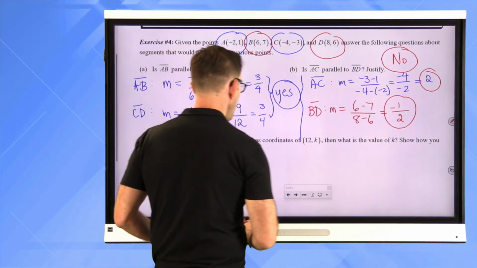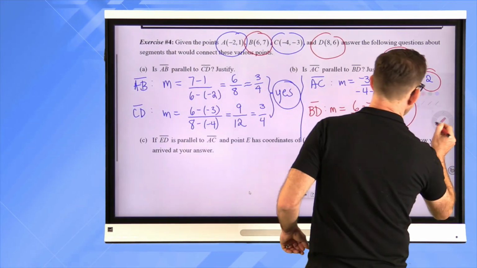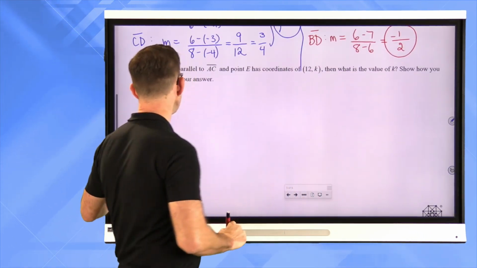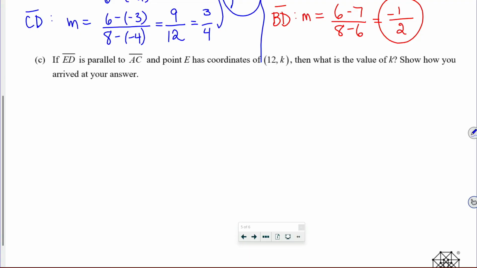Now let's take a look at one more little problem to wrap this lesson up in a tidy little bow. Letter C. If segment ED is parallel to segment AC and point E has coordinates of (12, K), then what is the value of K?